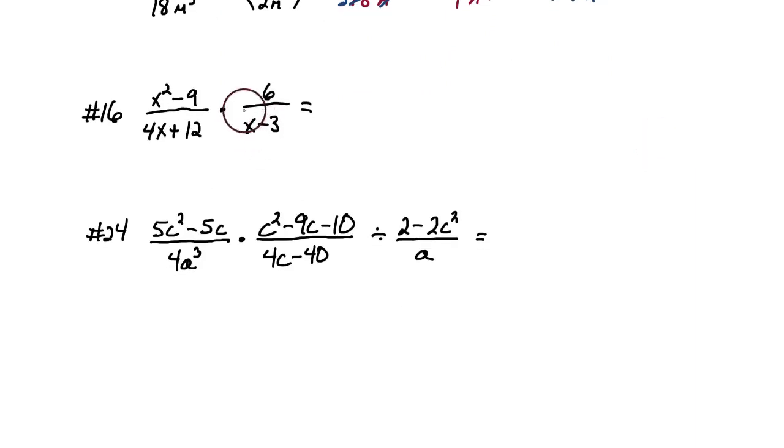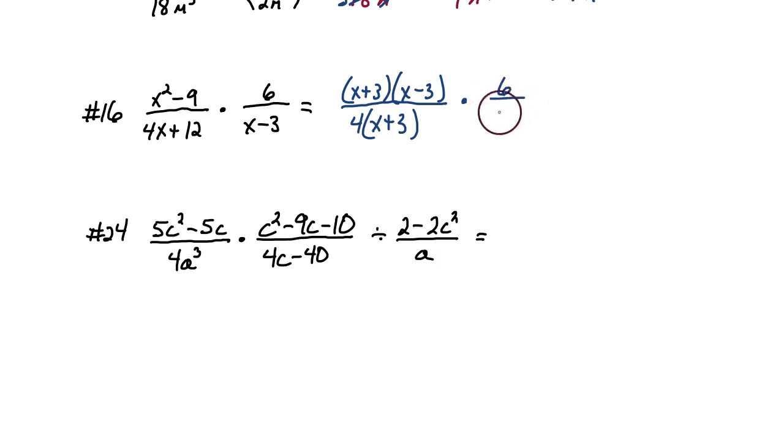Number 16. Before we multiply, let's try to reduce stuff. But you can't reduce anything unless they're in factored form. The x squared minus 9 factors as x plus 3 times x minus 3. The 4x plus 12 factors as 4 times x plus 3. The second fraction doesn't look like anything factors.